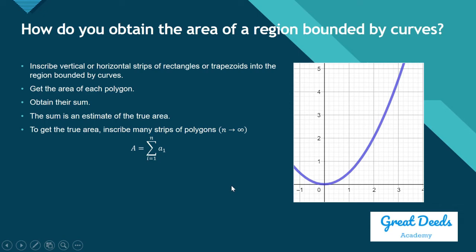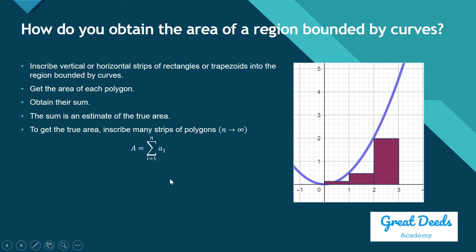So this is what we can do. We can inscribe vertical or horizontal strips of rectangles or trapezoids into this bounded region. We will get the area of each polygon and obtain the sum of those areas. So the sum is going to be an estimate of the true area. Let us use rectangles. That is one rectangle. That is another one. That is another one. We get the area of those three rectangles. We get the sum. That is our estimate of the true area of the region. But obviously there is an error. This space between the rectangles and the curve will represent the error.